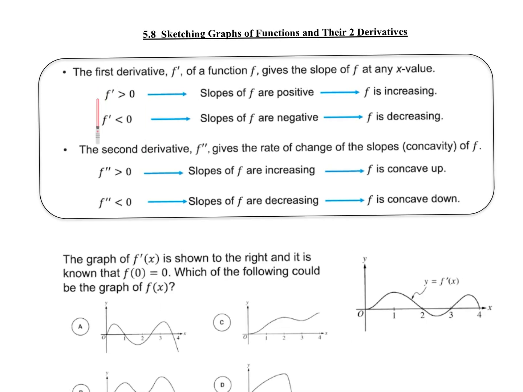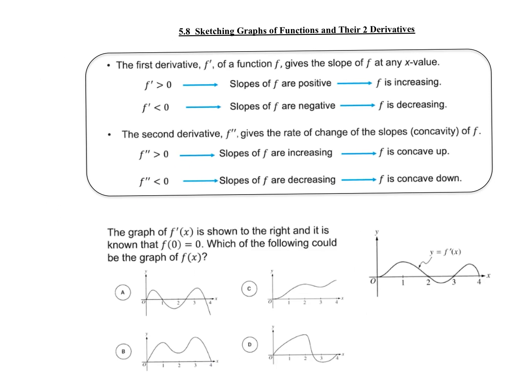Do we agree that if the f primes of a function are positive, then the slopes are positive and my function's increasing? This is just kind of putting it all together. If my f primes are negative, the slopes are negative, and therefore my function's decreasing. The second derivative gives the rate of change of the slopes. So if my second derivative is positive, my slopes are increasing.